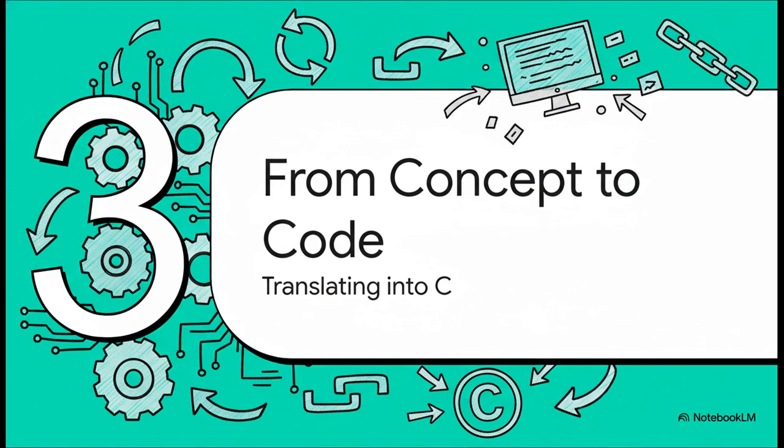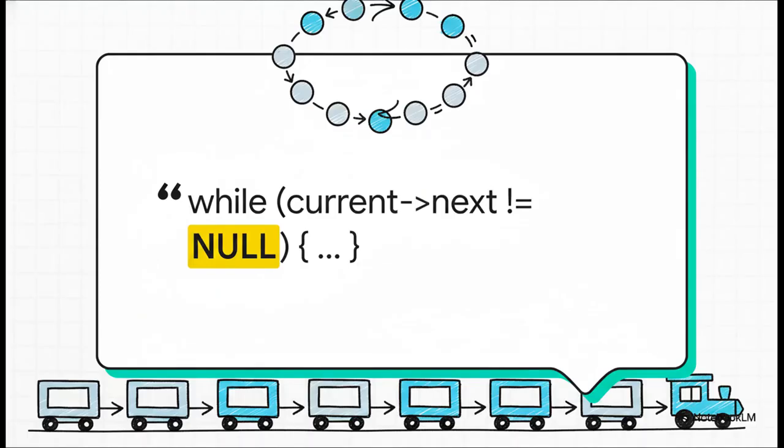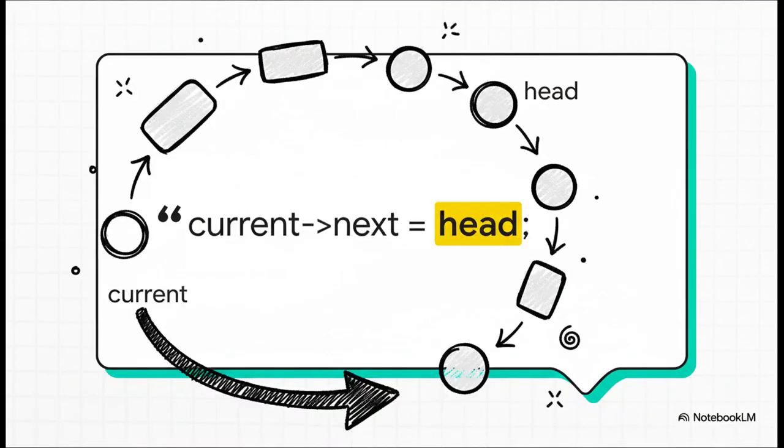Okay, so that's the big idea. It's a pretty cool concept, right? Now let's see how this all translates into actual working C code. It's probably simpler than you think. So this little piece of code right here is our step 1. It's just a simple loop that keeps hopping from one node to the next until it hits the end. This is literally the code that walks the train to find that final caboose. And bam, this single line of code is the magic trick. It takes the next pointer of that very last node and points it right back at the beginning of the list, the head. This is the instruction that creates our temporary circle.